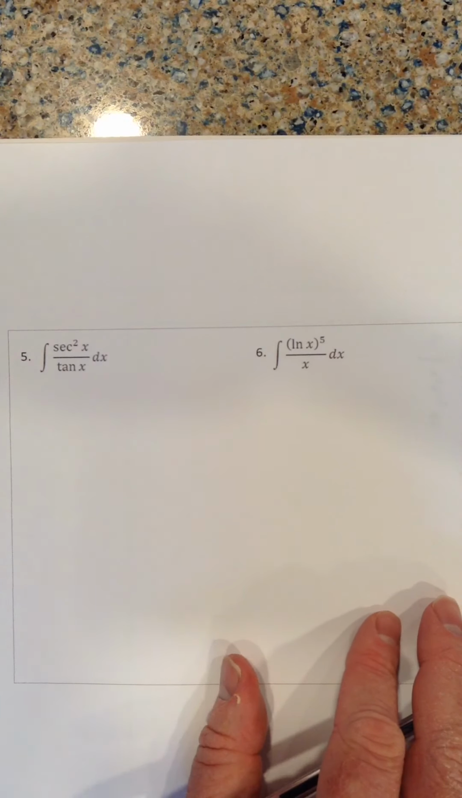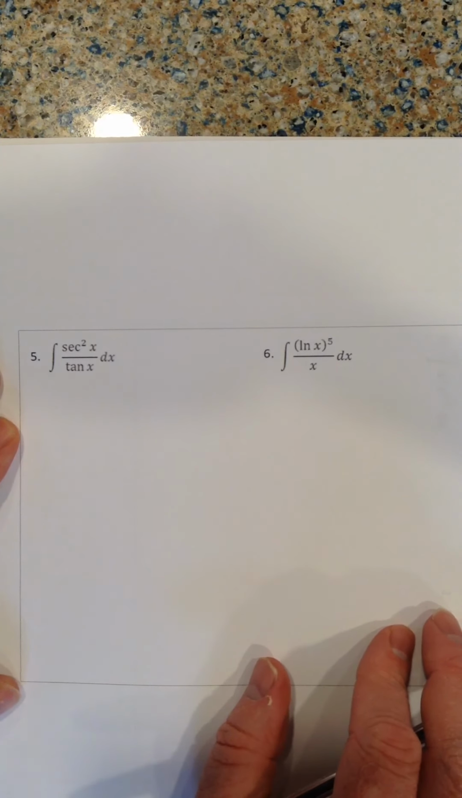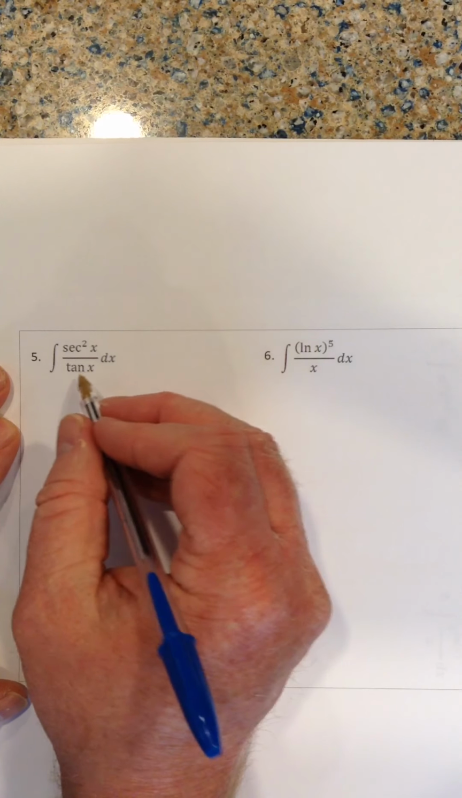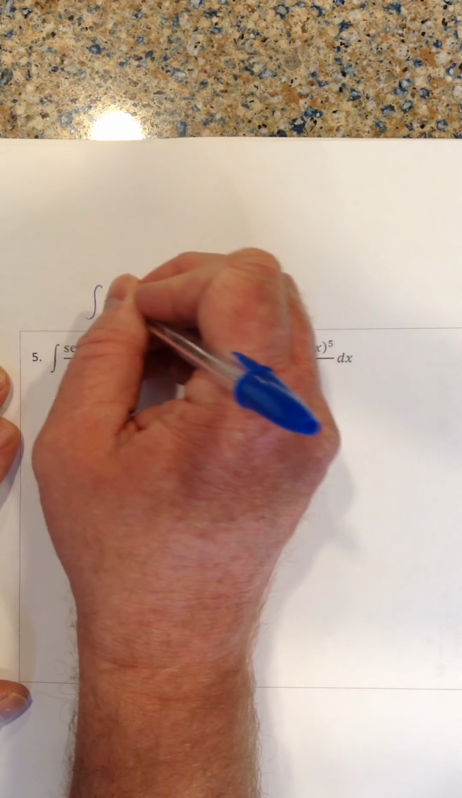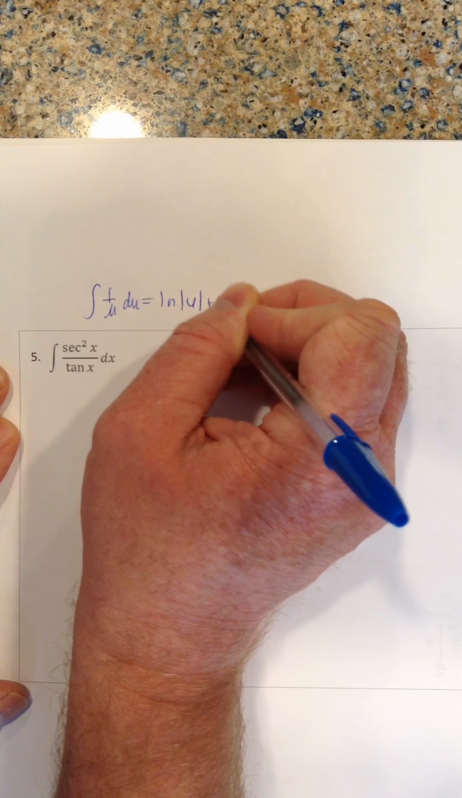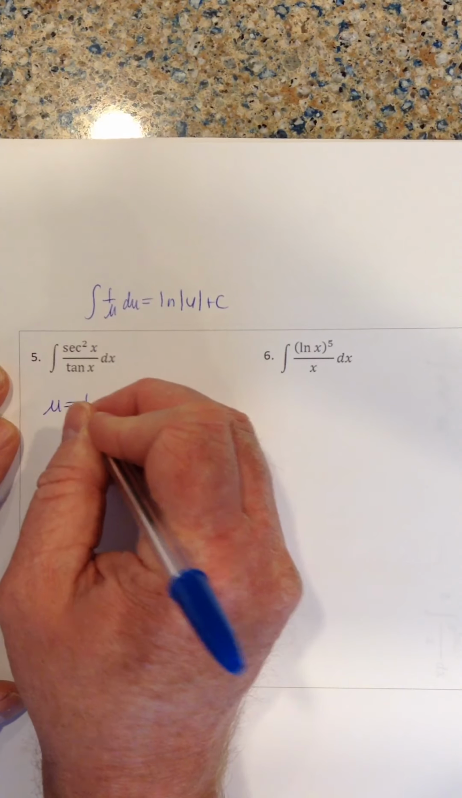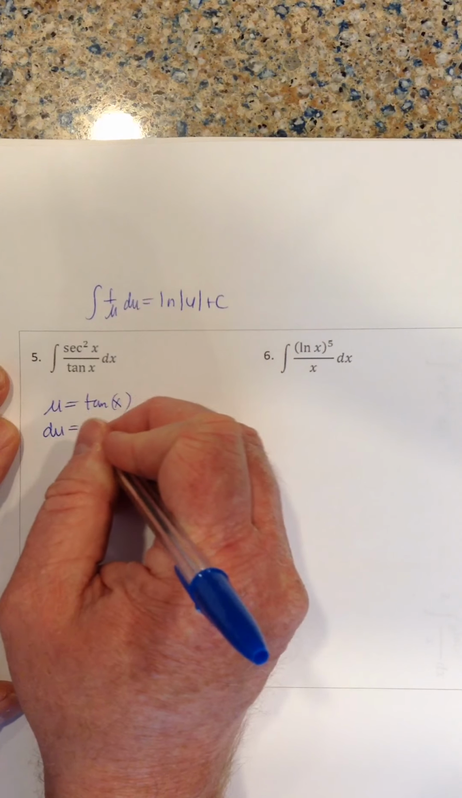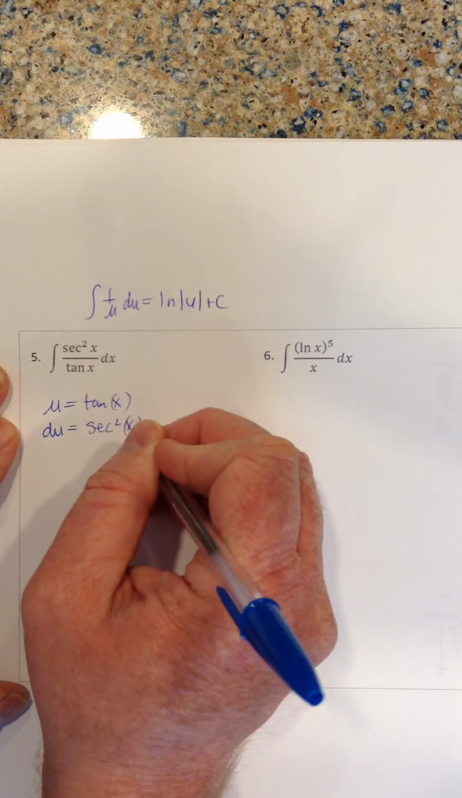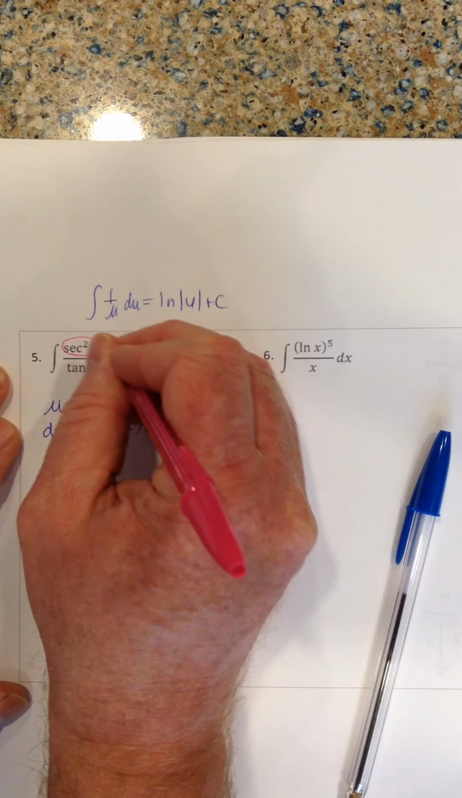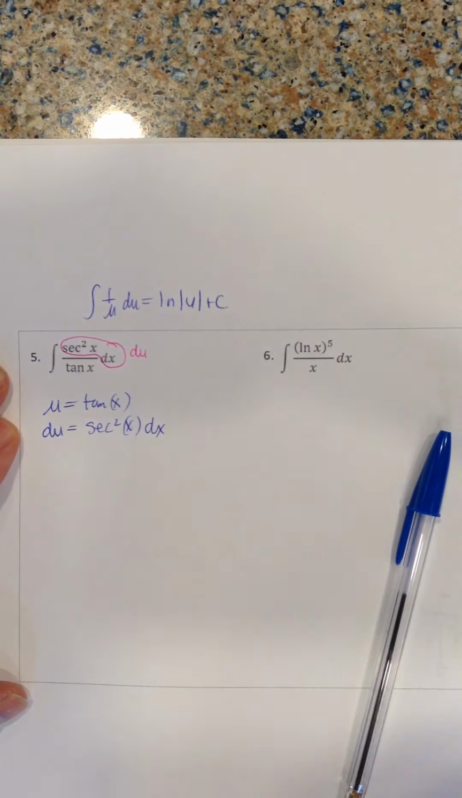Okay, last two. Okay, so again, I want that 1 over u du, because that's the natural log of the absolute value of u plus c. So if I let u equal tangent of x, let's try that, du will be secant squared of x dx. Well, that there is my du.